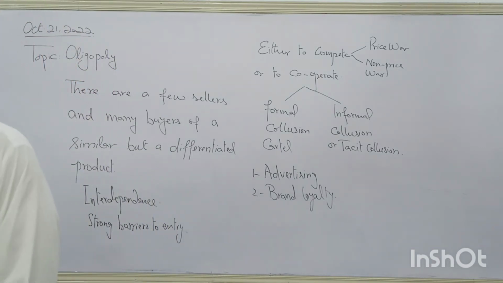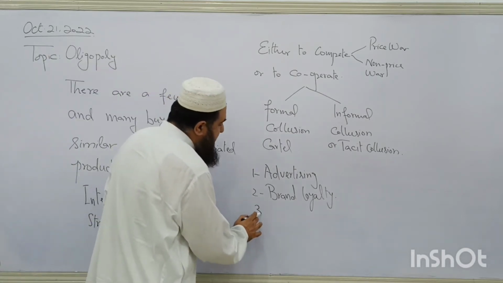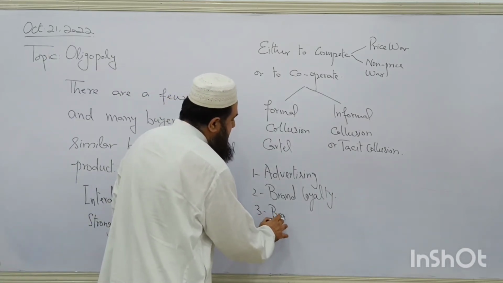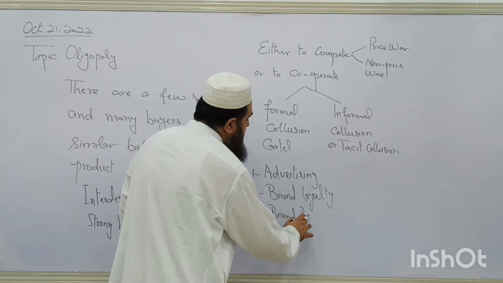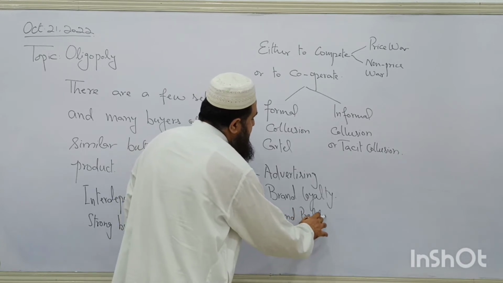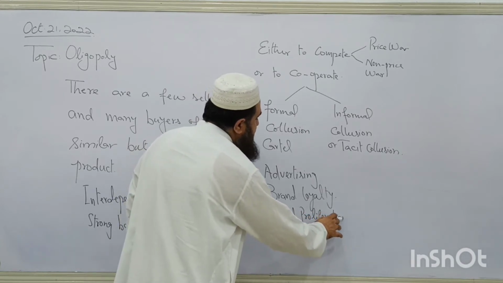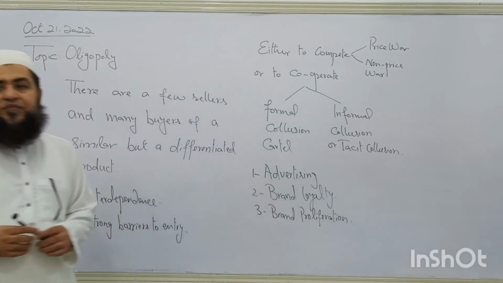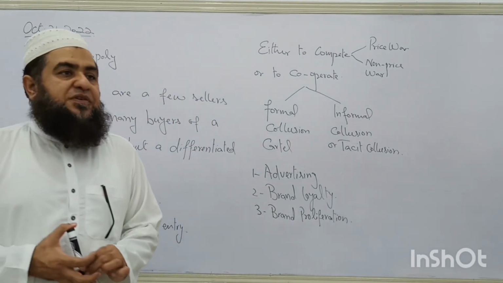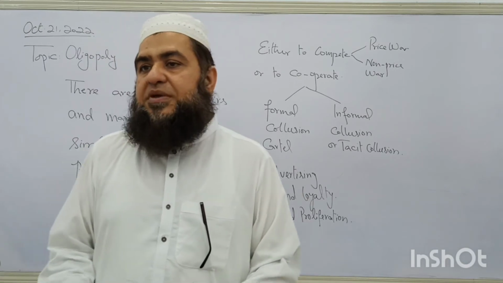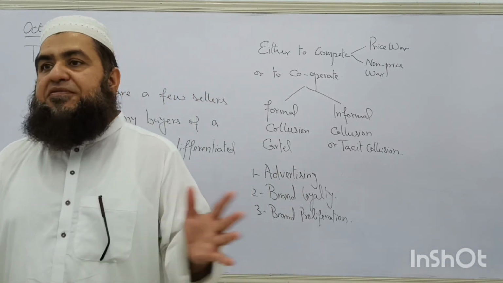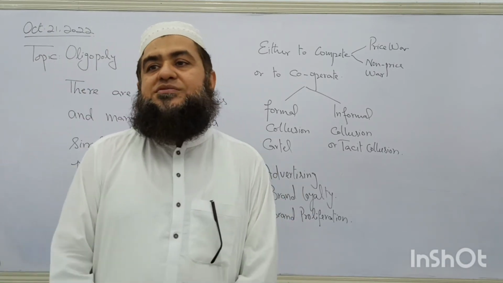Clear or not? What else can be the barriers? That is called brand proliferation. Brand proliferation. What is that? Have you heard this thing before? Brand proliferation means one firm is producing many different types of branded goods.